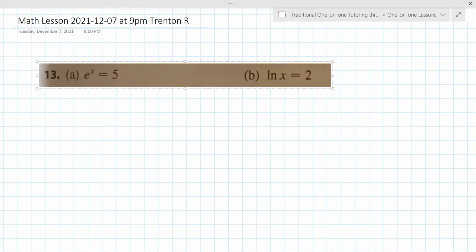x. And on the left here, you've got e. So you undo e. This is key. You undo e with natural logs. You take the natural log of both sides of this equation.